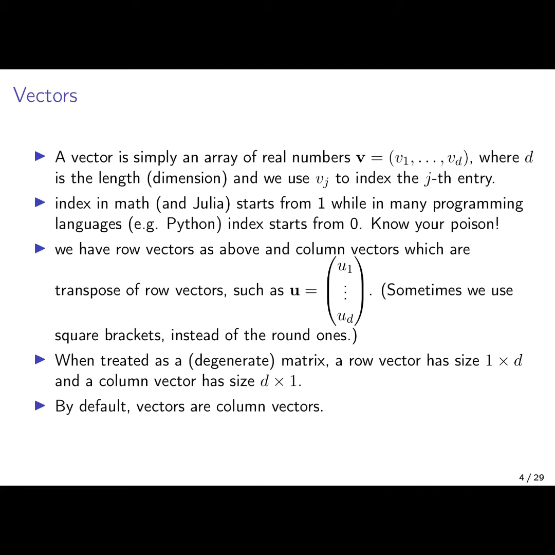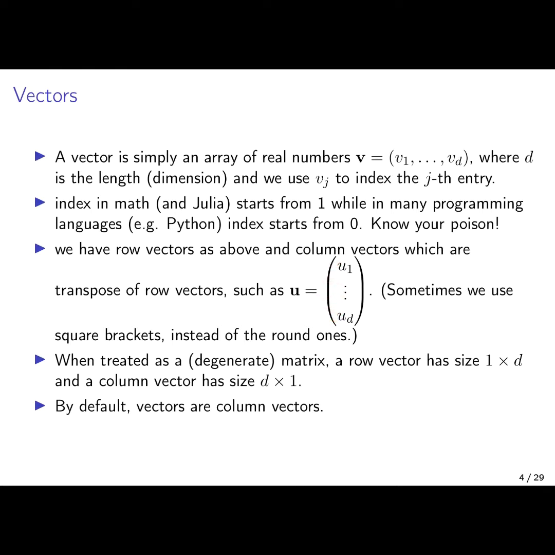And we have two vectors. One is called a row vector. This is what we define here. And we also have a column vector. A column vector is just a transpose of a row vector. So you basically put the entries in rows, right?